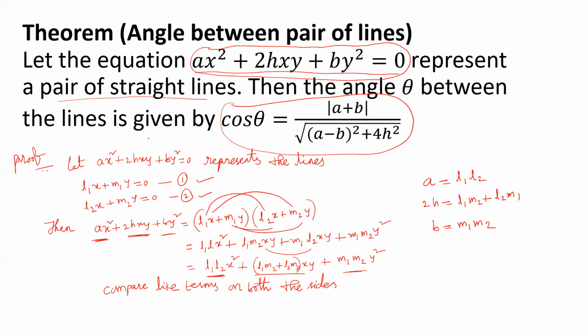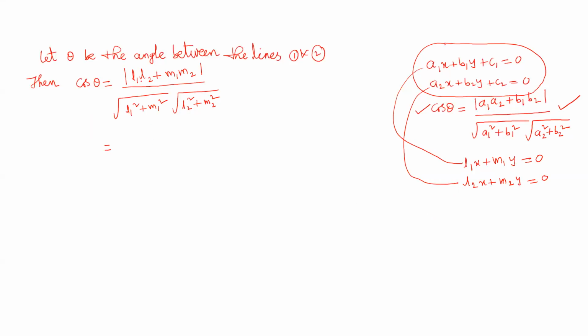So what we need to prove here, cos theta equal to a plus b by root of a minus b whole square plus 4h square. Here already we got L1 L2 is a, M1 M2 is b. So numerator, you can replace L1 L2 by a, M1 M2 by b, that we do later. Let us simplify the denominator part. L1 L2 plus M1 M2 modulus. I am combining the square root here, a root of L1 square plus M1 square into L2 square plus M2 square.